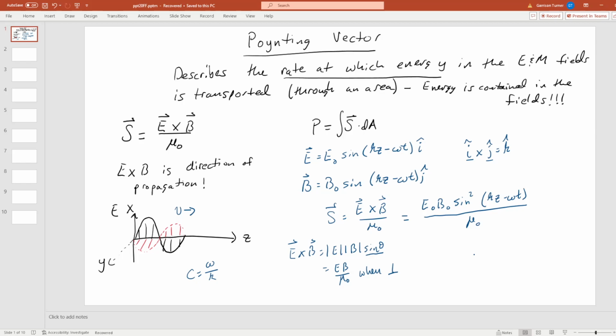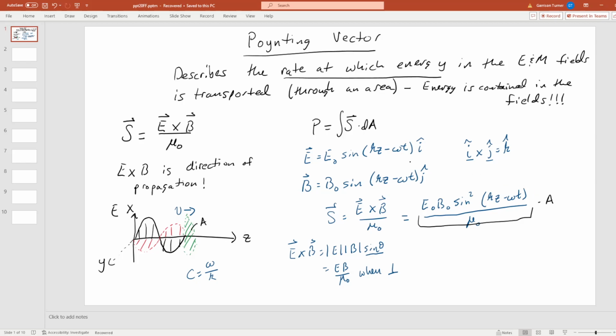Okay, so for example, if you wanted to know what the power through some circular disc is, right? So as your light travels through that circular annulus, how much power is moving through it? Okay, so then you would take this expression and you would multiply it by the area A of the disk.